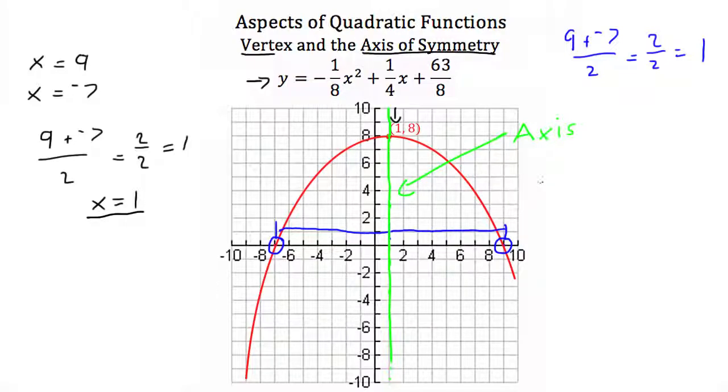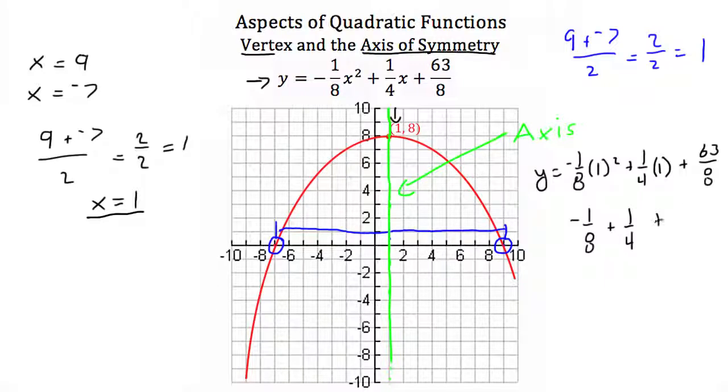If I do that, we'd have y is equal to negative 1/8 times 1 squared, because our x is equal to 1, plus 1/4 times 1 for x, plus 63/8. Now 1 squared is 1, times 1/8 is just a negative 1/8. 1/4 times 1 is just 1/4. And then we're adding 63/8. Negative 1/8 plus 1/4 is just a positive 1/8. And if you add 63/8 to 1/8, you'll end up with 64/8, or that's just equal to 8.